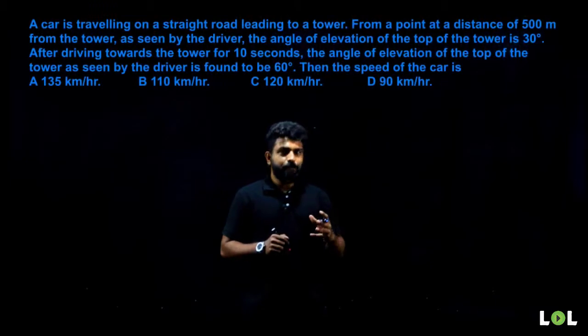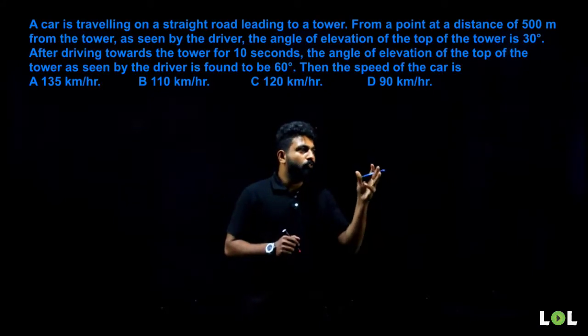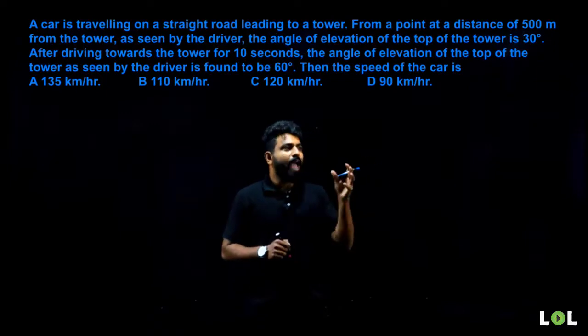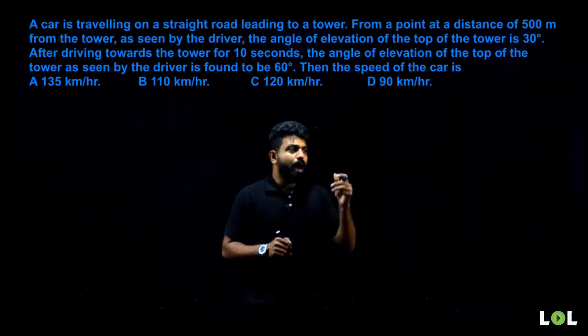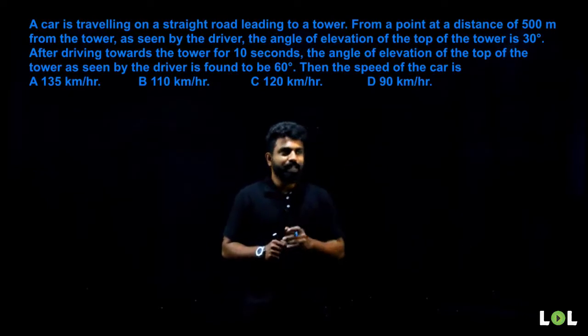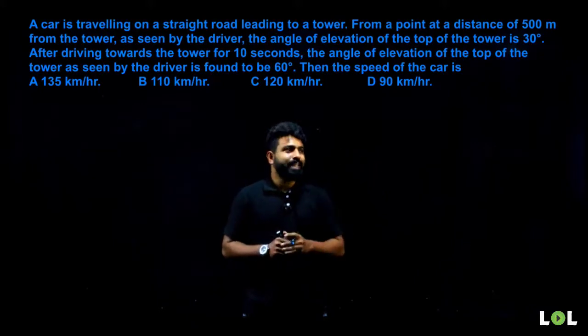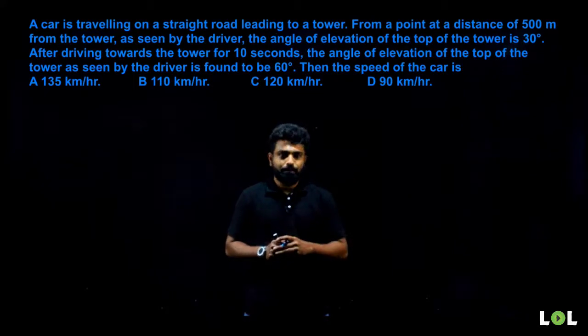Now let us look at the next question here. What does it say? A car traveling on a straight road leading to a tower from a point at a distance of 500 meters from the tower. As seen by the driver, the angle of elevation of the top of the tower is 30 degrees. After driving towards the tower for 10 seconds, the angle of elevation of the top of the tower as seen by the driver is found to be 60 degrees. Now they are asking us to find the speed of the car.